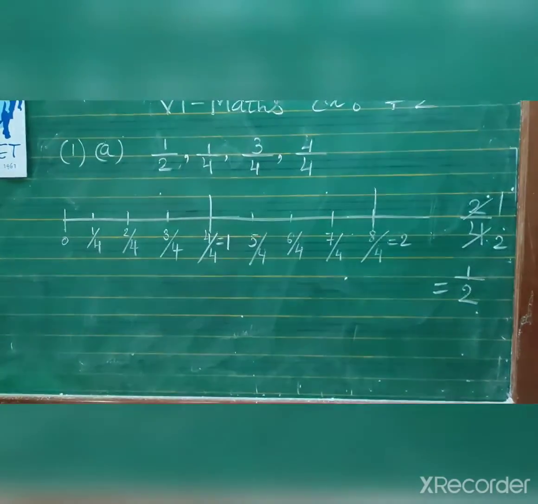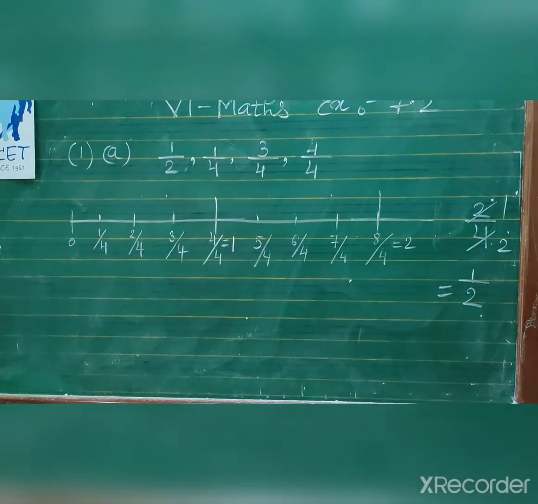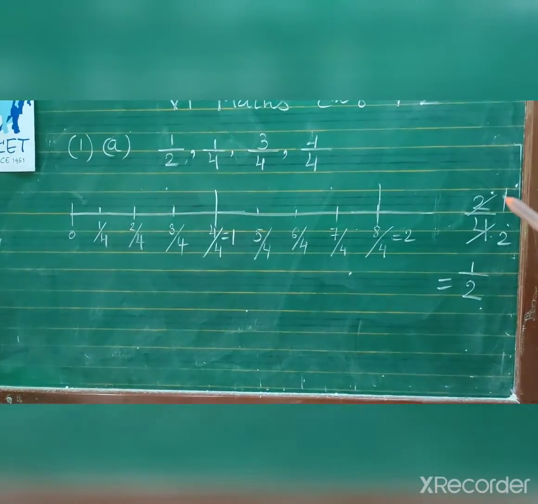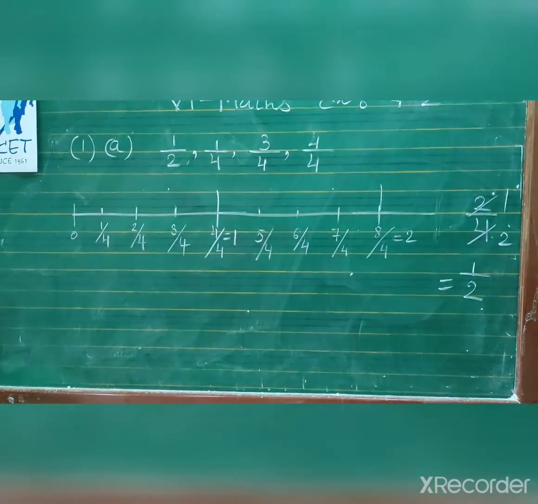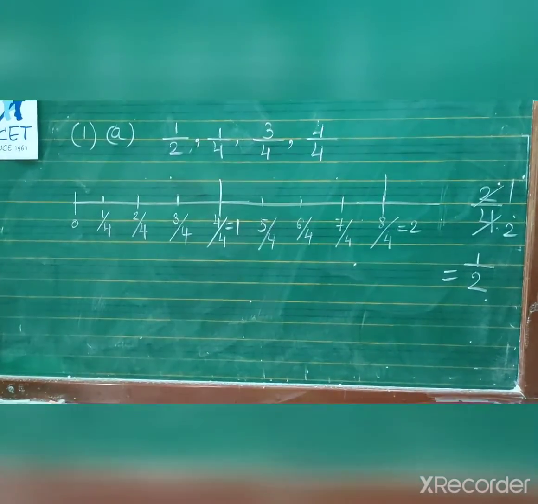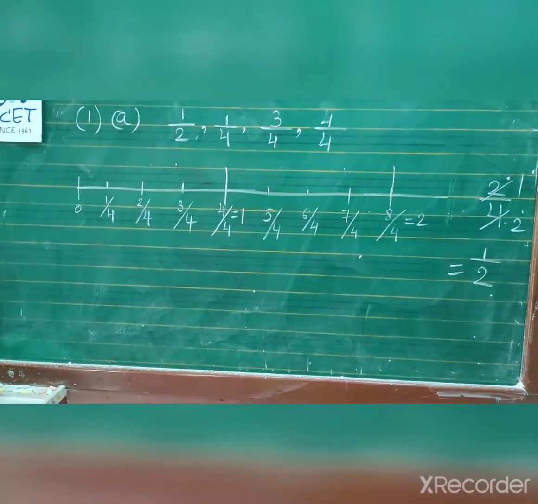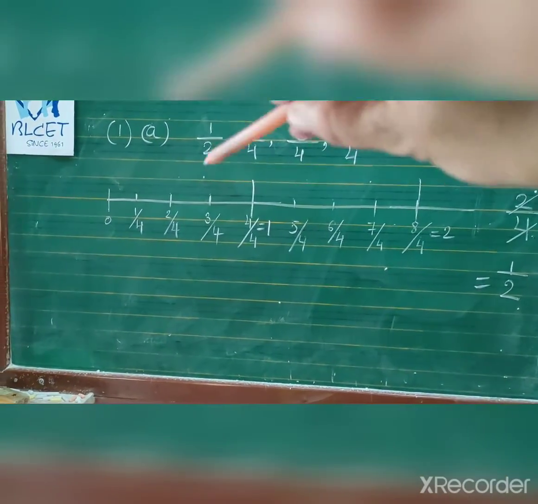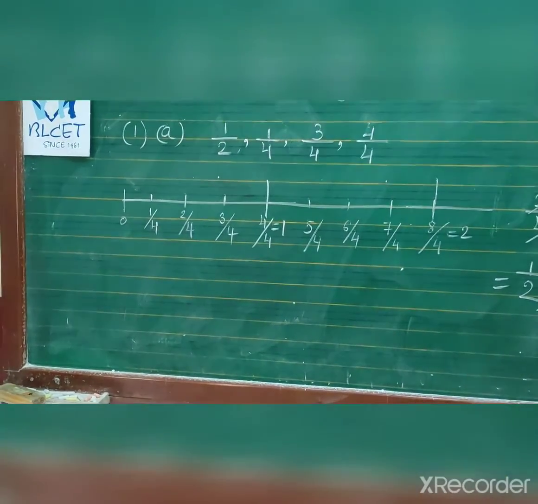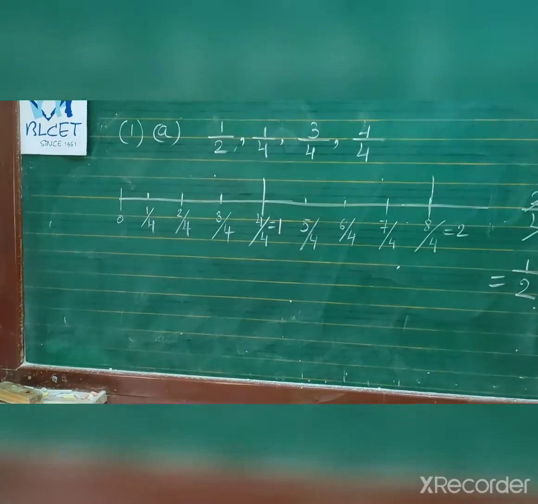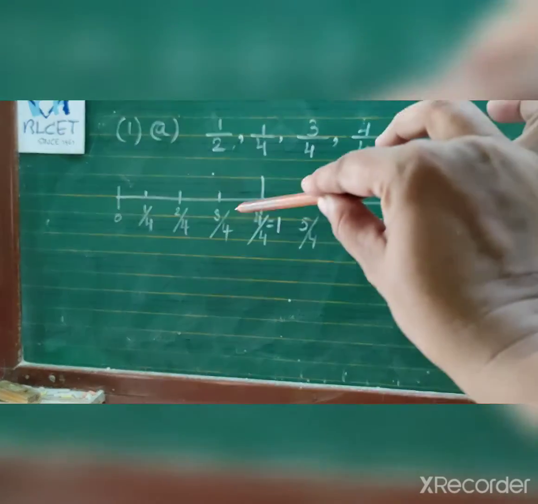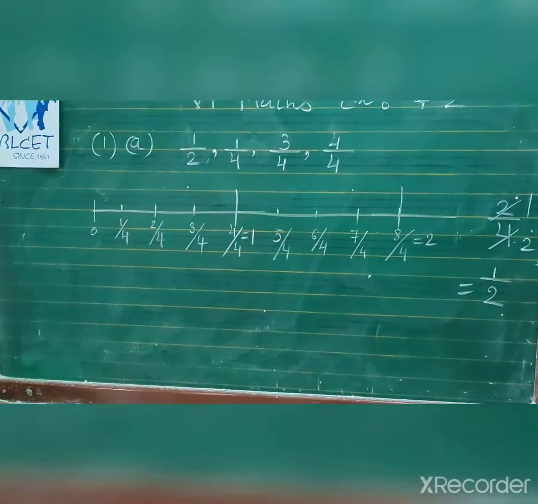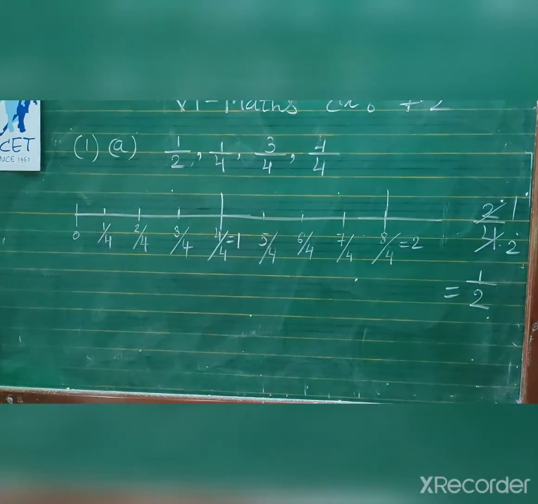So see here, 1 by 2. You can see here 2 by 4, 2 ones are 2, 2 twos are 4. So actually the meaning of 1 by 2 is 2 by 4. Clear? So we will show here 1 by 4, 1 by 2, 3 by 4, 4 by 4. So easily you can show.